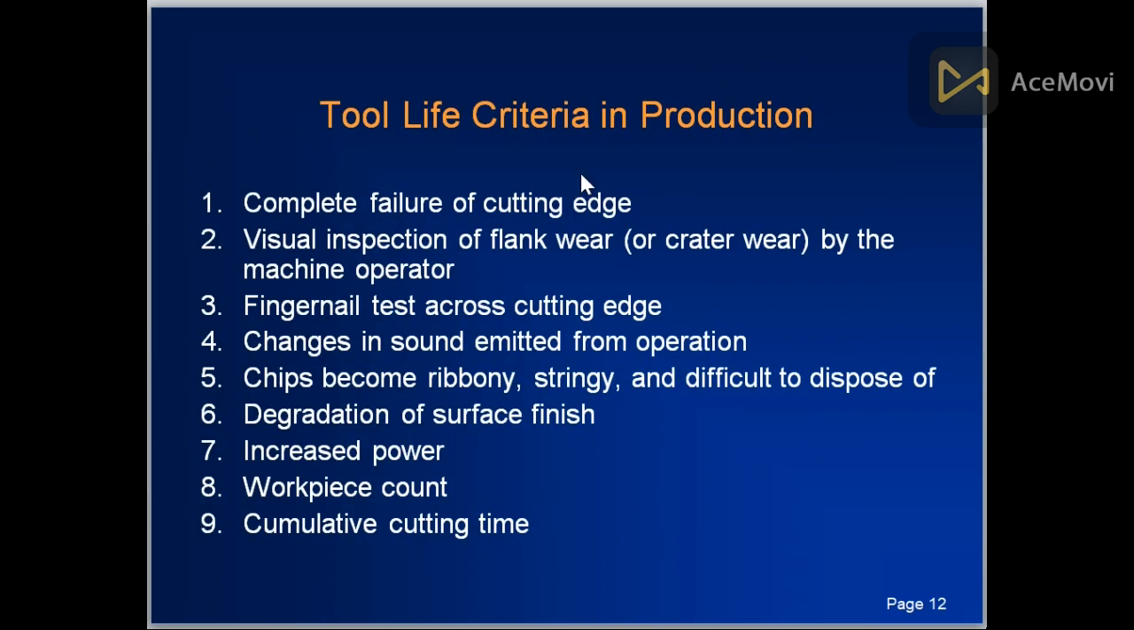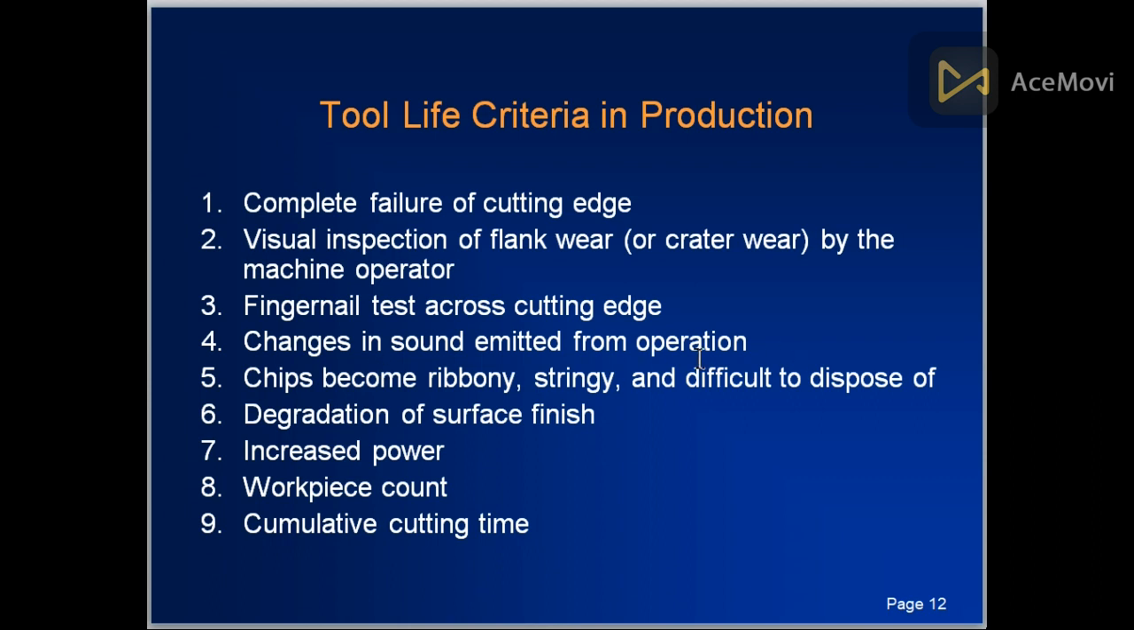The tool life criterion in production. What are the criteria for tool life? Complete failure of the cutting edges. Visual inspection of flank wear or crater failure by the machine operator. A fingernail test can be done for tool life checking. Changes in the sound emitted from the operation.